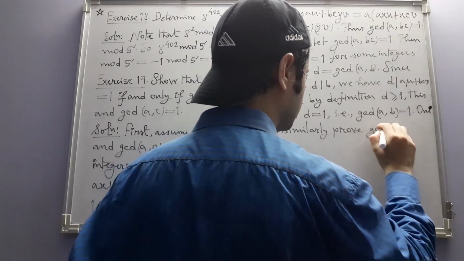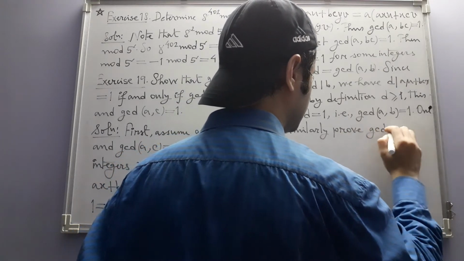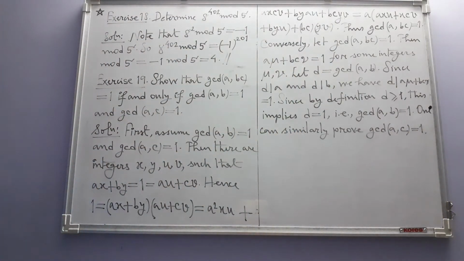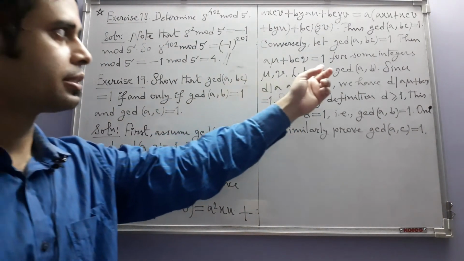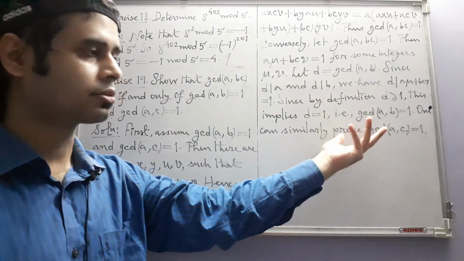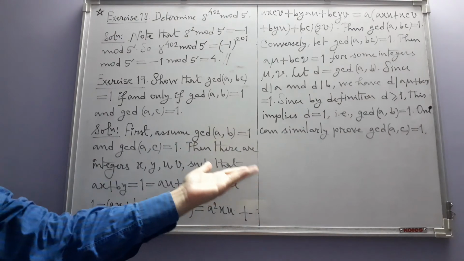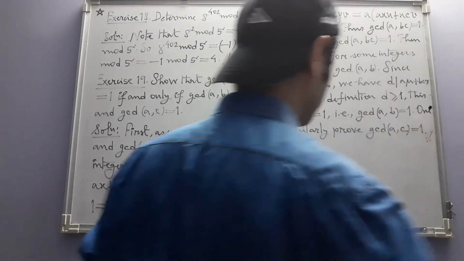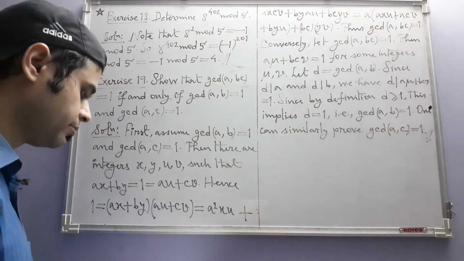One can similarly prove that GCD of A and C is equal to 1. You can use the same equation, and instead of working with GCD of A and B, you work with GCD of A and C. The arguments are the same. So this completes the current solution.